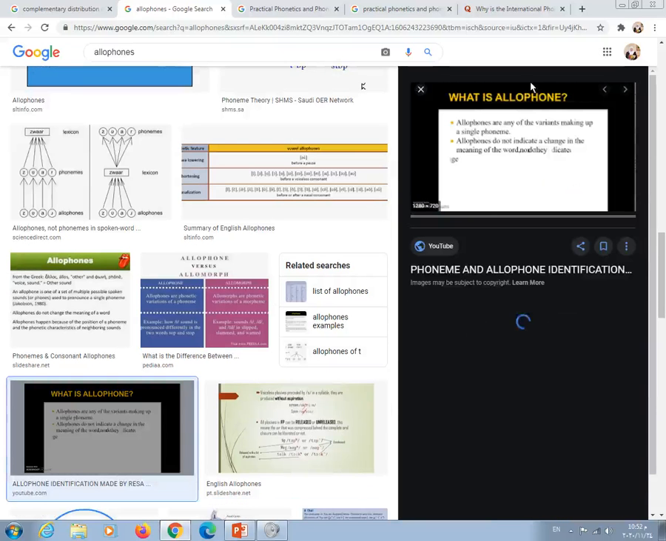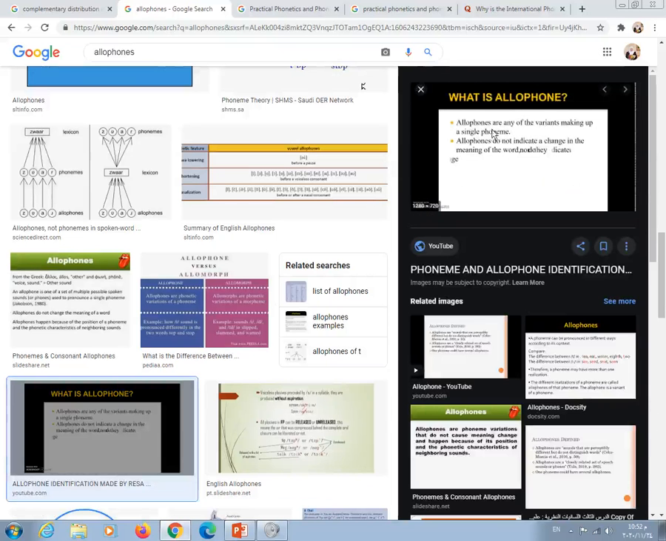Allophones are any of the variants making up a single phoneme, because we said that a phoneme is a family of allophones. Allophones do not indicate a change in the meaning of the word. We said before the word "ten" with aspiration and the word "ten" without aspiration. It doesn't make a change in meaning, although the two words are pronounced differently.